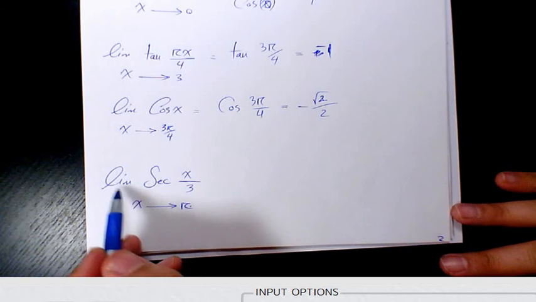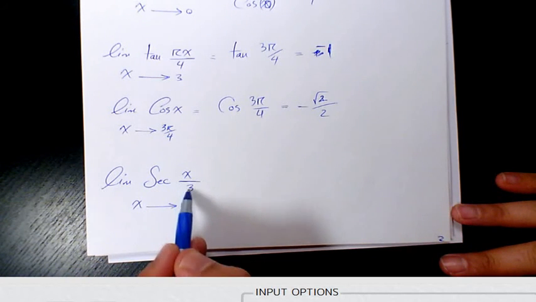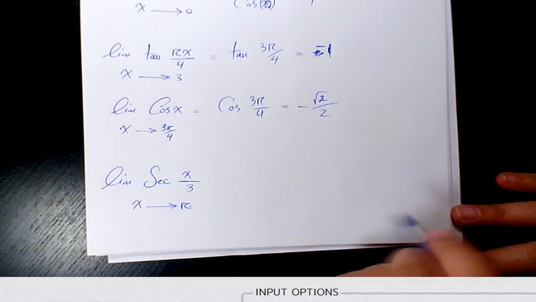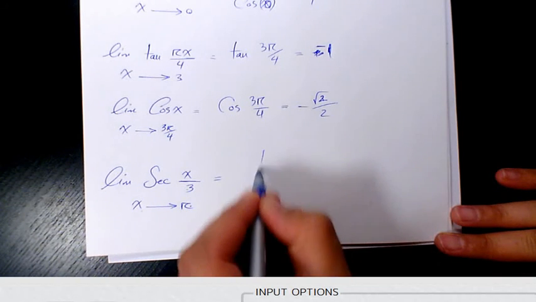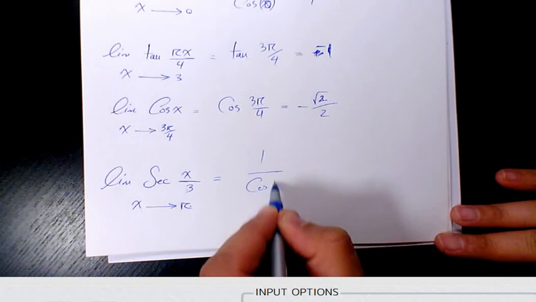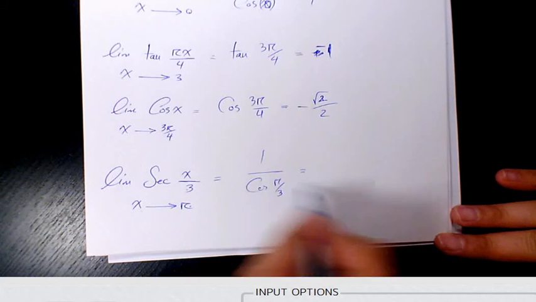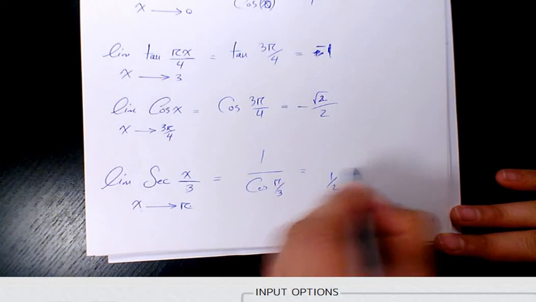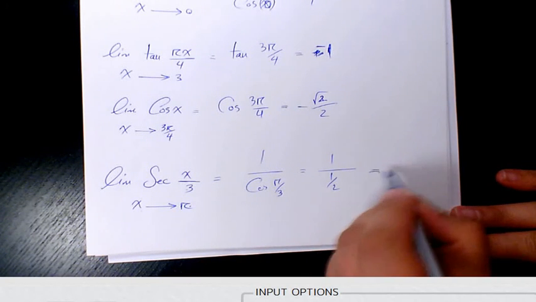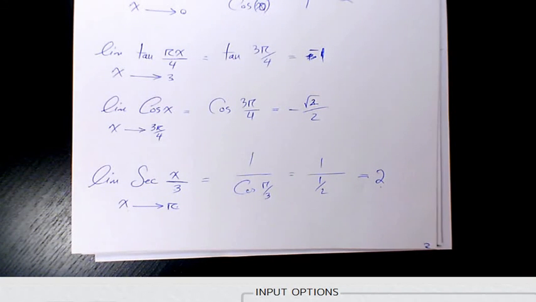Next one is the limit of secant x over 3 when x approaches pi. Secant is 1 over cosine of pi over 3. Cosine pi over 3 is 1 over 2, so it's going to be 1 divided by 1 over 2, which is going to be positive 2. So that's basically going to be the final answer.